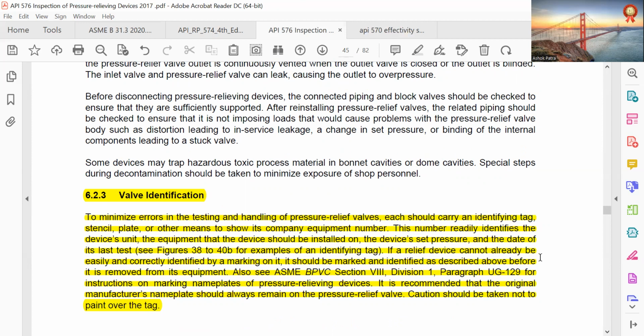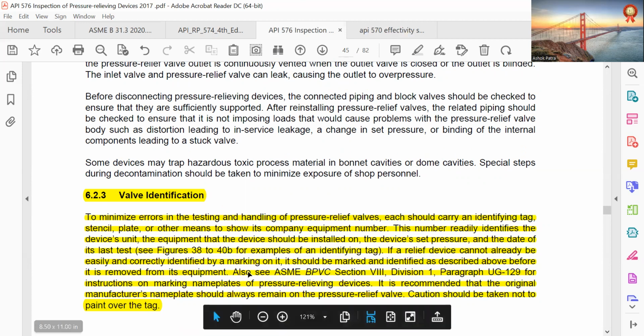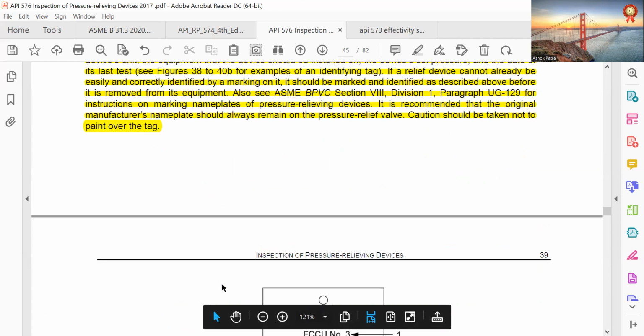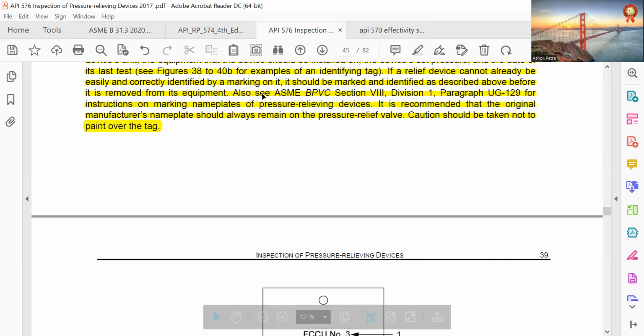If a relief device cannot already be easily and correctly identified by marking on it, it should be marked and identified as described above before it is removed from the equipment. Also see ASME BPVC Section 8 Division 1 Paragraph UG-129 for the instruction on making a nameplate. For pressure relieving devices, it is recommended that the original manufacturer's nameplate always remain on the pressure relieving valve. Caution should be taken not to paint over the tab.